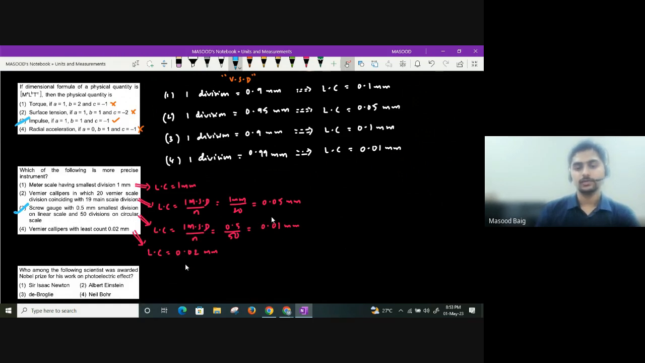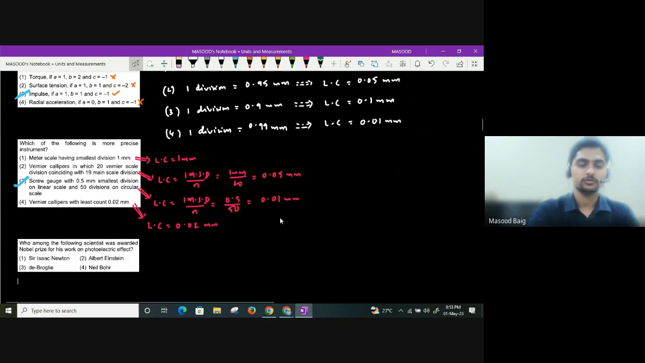So these three can be equally precise, but out of these three I'll take the least value guys, which is for screw gauge again. Understood all of you?